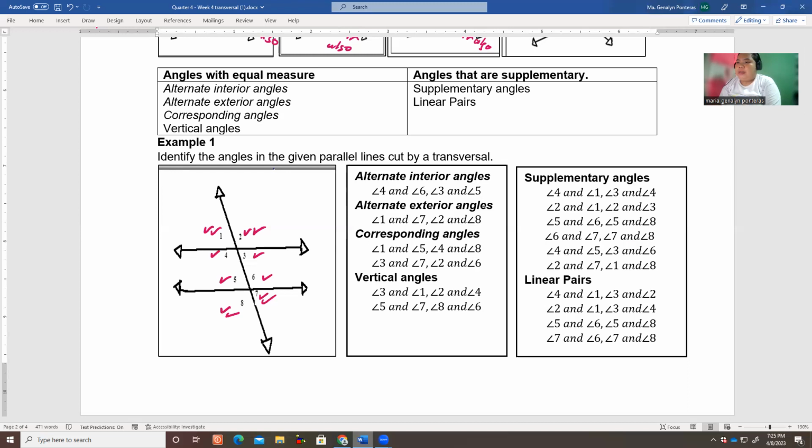For the supplementary angles, you have 1 and 4, of course, 2 and 3, 3 and 4, 1 and 2, 5 and 6, 5 and 8, 6 and 7, 7 and 8, 4 and 5, 3 and 6, 2 and 7, 1 and 8.